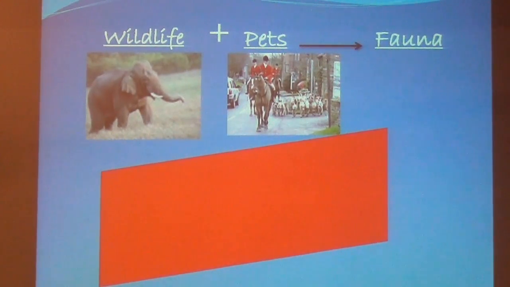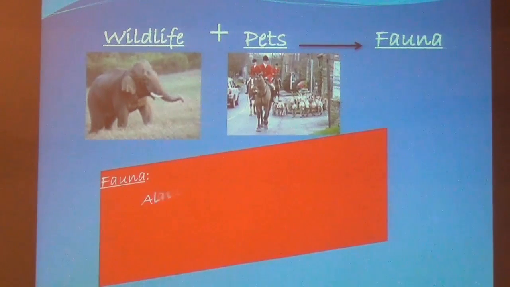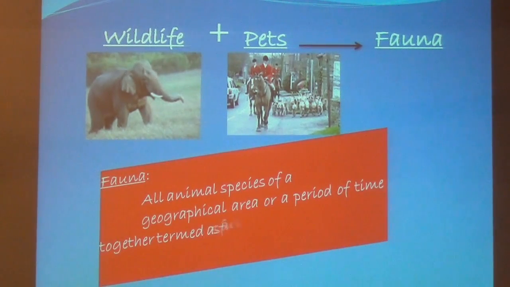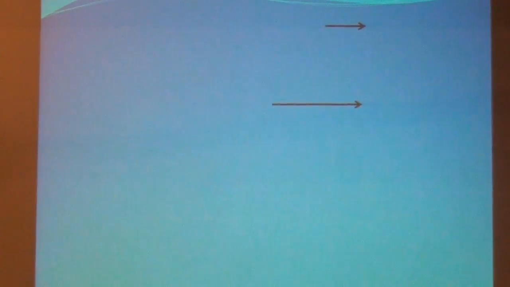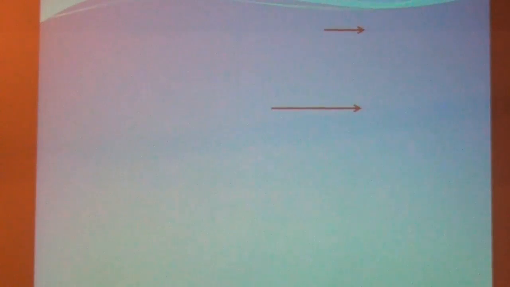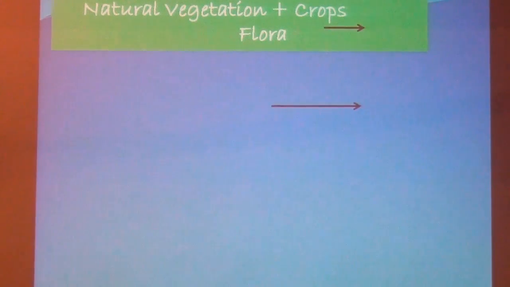If we are going to define the term fauna, it is not only wildlife, it is not only our pets, it is both of them with reference to a geographical area and a period of time. So fauna can be defined as all animal species of a geographical area or a period of time. When we refer to them together, we call them fauna. After natural vegetation and wildlife, after crops and the domesticated animals, we need to clear a few important key concepts.